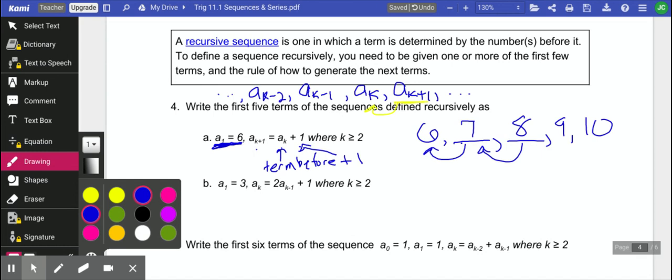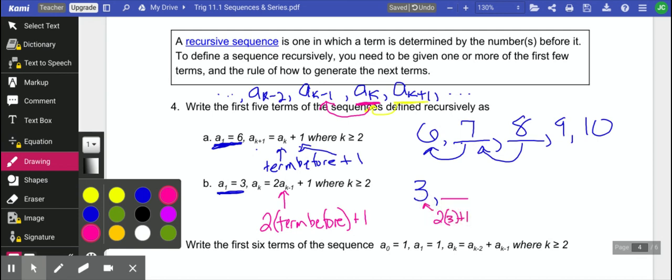The next one, A1 is 3. This sequence starts with 3. And then it's telling you if you want to find AK, you have to take 2 times AK minus 1 plus 1. So this is telling you, look, if you want to find AK, you have to take AK minus 1. So this is the term before. So we're taking 2 times the term before and adding 1.